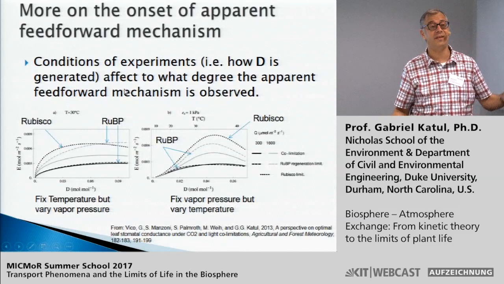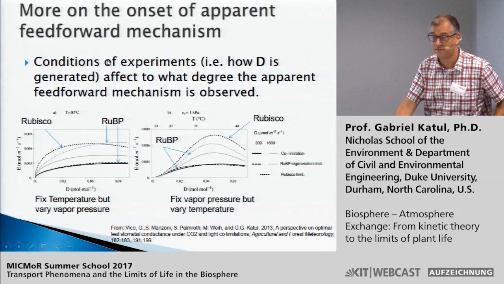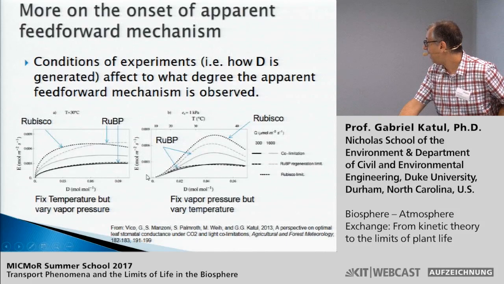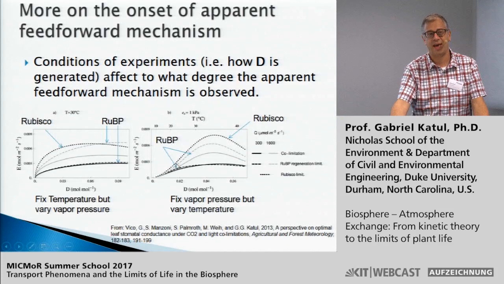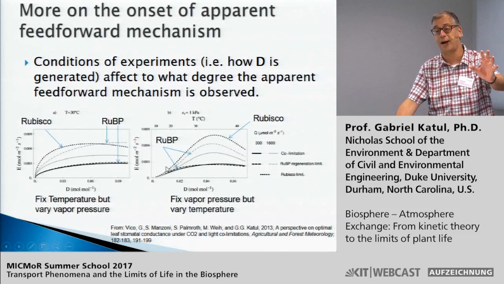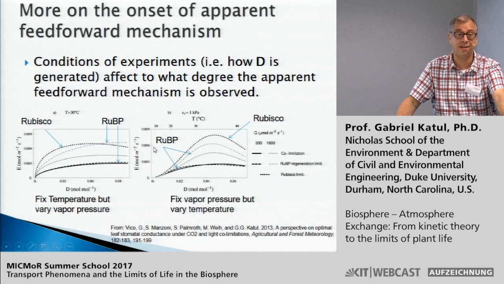Remember that the linear A-Ci curve is associated with Rubisco limitations, not light limitations, because in fact, for light limitations, A becomes almost independent of Ci. And in fact, she did something also quite clever. She changed the vapor pressure deficit in two ways. This is all model calculations. In one case, she actually held relative humidity constant and increased temperature. So she allowed all the photosynthetic parameters to adjust for these temperature changes. In another case, she actually held temperature constant and varied relative humidity.